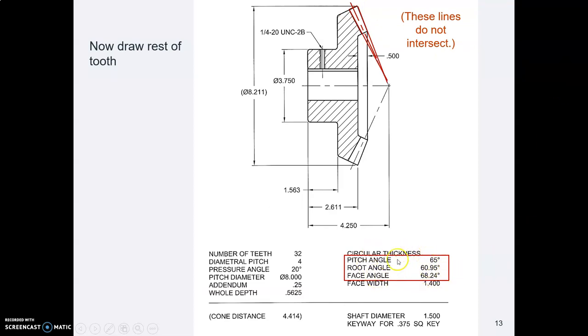Now look at these angles that he gives you, and this is where you need your angle units set to 2 decimal places so you can draw them. These lines that represent the outside of the tooth and the root of the tooth do not intersect, so don't try to make them intersect. It won't work.